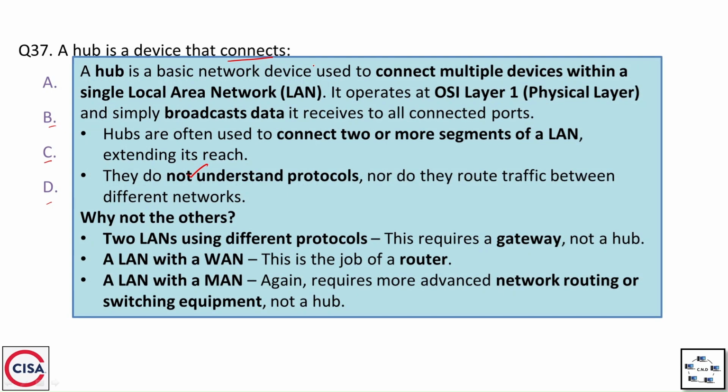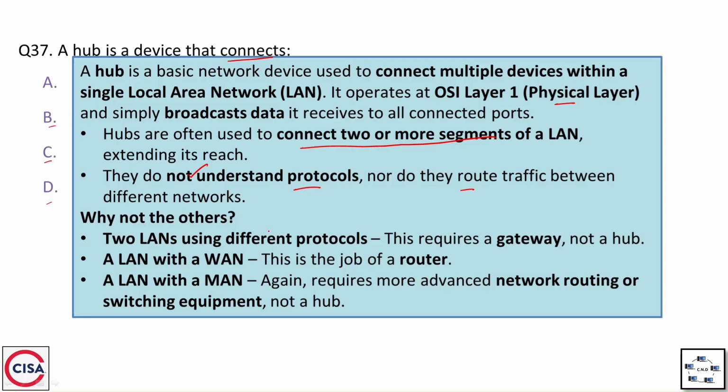So a hub is a basic network device used to connect multiple devices within a single local area network, that is LAN. It operates at OSI layer 1, that is physical layer, and simply broadcasts data it receives to all connected ports. Hubs are often used to connect two or more segments of a LAN, extending its reach. They do not understand protocols, nor do they route traffic between different networks.